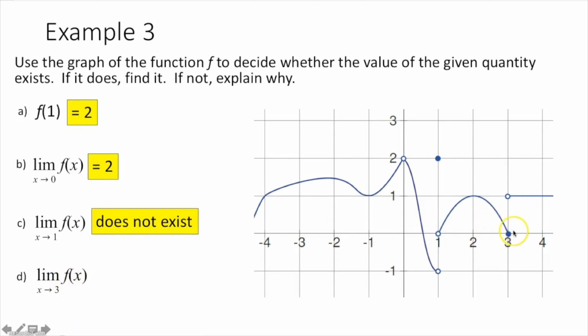So we look over here, 3 is right here. So as x approaches 3 from the left, we're approaching a y value of 0. As x approaches 3 from the right, we're approaching a y value of 1. Therefore, the limit also does not exist because it's approaching two different y values as x approaches 3.